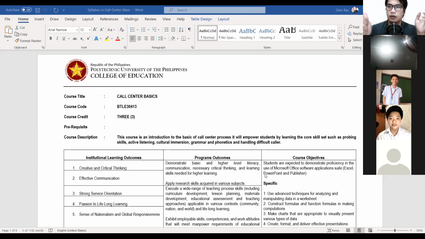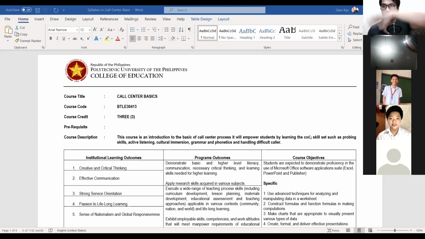Then after explaining the rock cycle, bibigyan mo ng sample of rock yung mga estudyante mo. Hawakan mo to. Ito yung sample ng sedimentary rock, ito yung sample ng igneous rock, ito yung sample ng metamorphic rock. So that's the default way of teaching. Okay, isn't it? So ganun madalas na approach ng mga teacher.